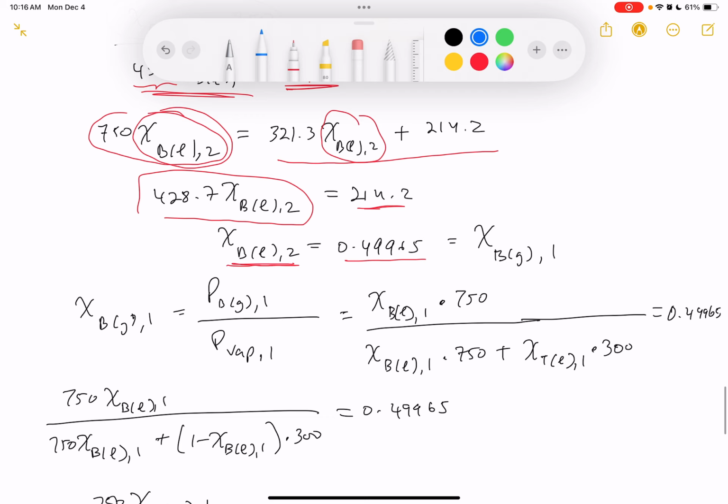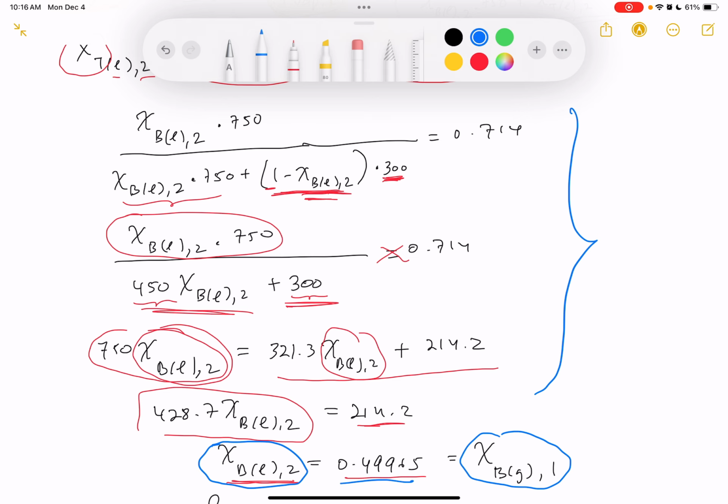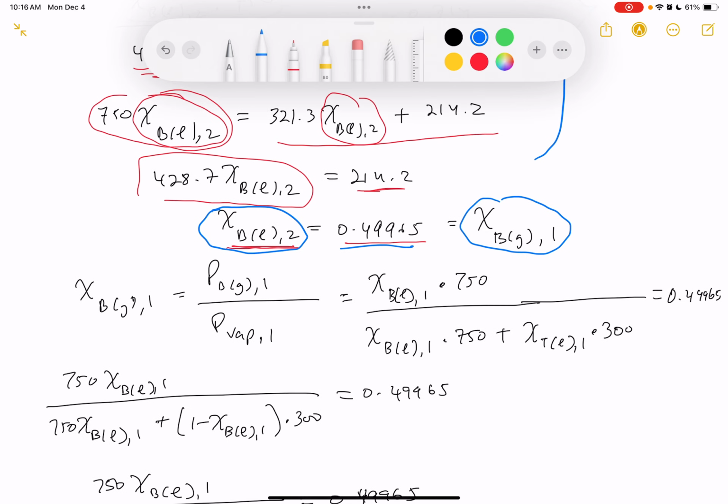Okay, all right. So that's what I wrote here. I said that the mole fraction of benzene liquid in 2 is the same as the mole fraction of benzene gas in 1, and both of them are equal to this number, 0.49965. Now, I'm basically repeating this entire step that I did here, but with container number 1 now. Earlier I was working on container number 2, now I'm doing it on container number 1. So I can say that the mole fraction of benzene gas in container number 1 is the same as the partial pressure of benzene in 1 divided by the total, which is the vapor pressure of the solution.